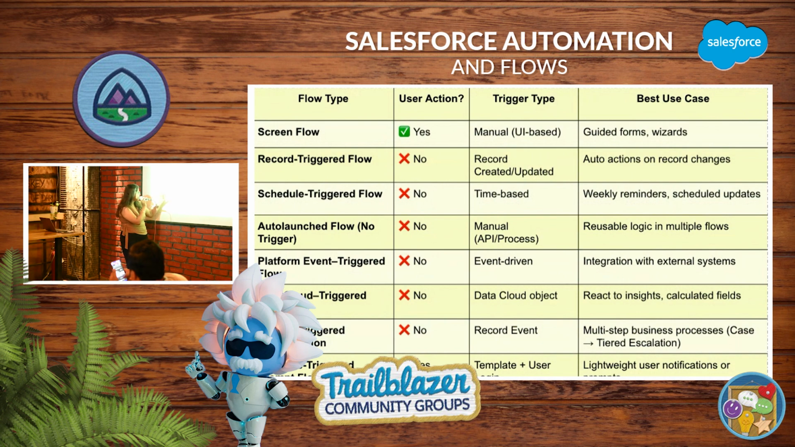And platform event triggered flows. Whenever my system has any event, at that point of time this particular flow will be invoked. Then the data cloud triggered flow is invoked on the basis of data cloud objects, and then record triggered orchestrations on the basis of some record events. The template triggered prompt flow is invoked whenever we are using that template and whenever the user logs in as the agent and gets started. So these are some situations and the relevant use cases, which you can see at the side.